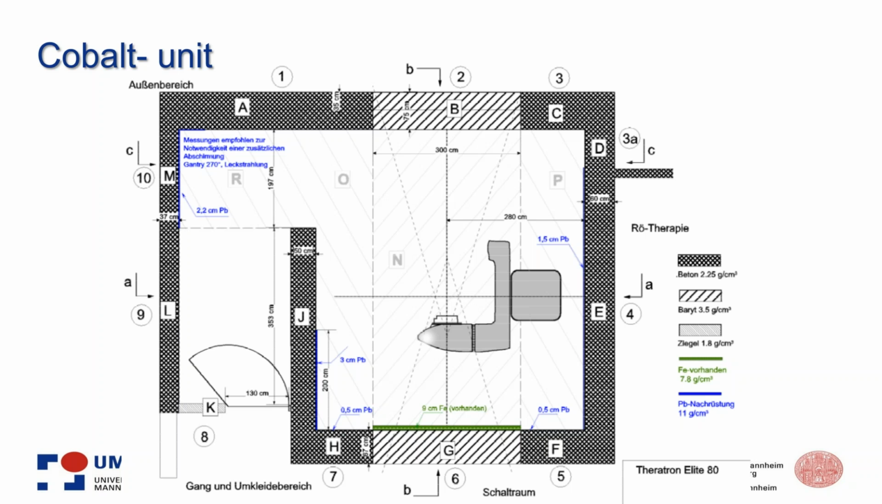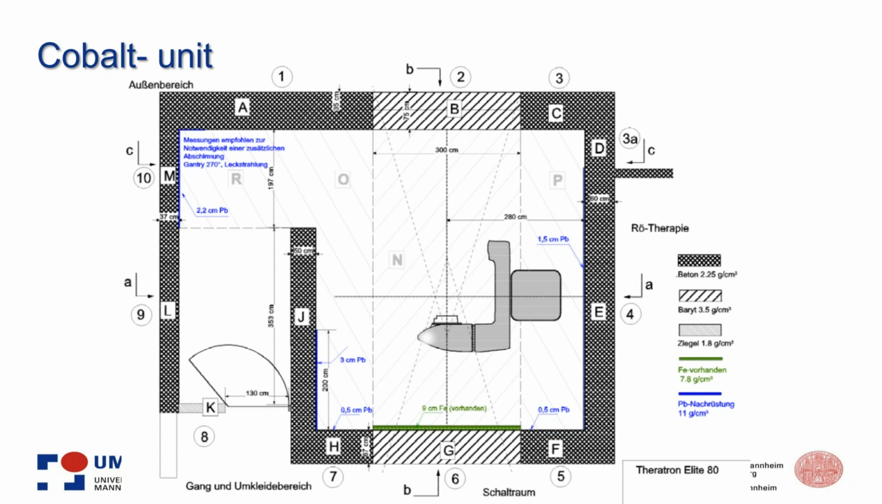The problem is a bit the other way around. If you have a given cobalt machine in a bunker and you want to exchange this machine by a linear accelerator, then the problem starts with the radiation protection. You have to increase the radiation protection of a given cobalt bunker, massively. But where should you put this additional shielding on the walls? Inside, then you have a smaller room.